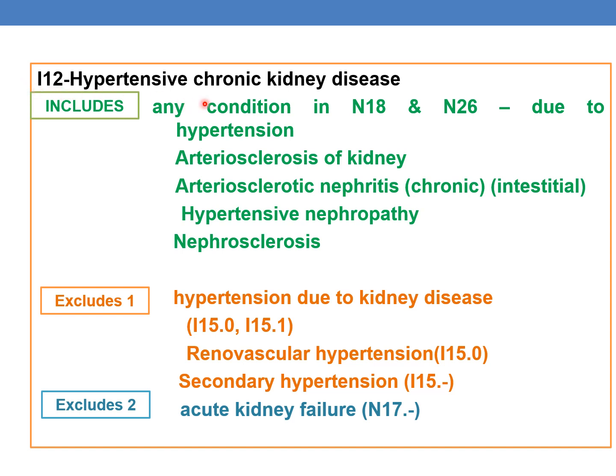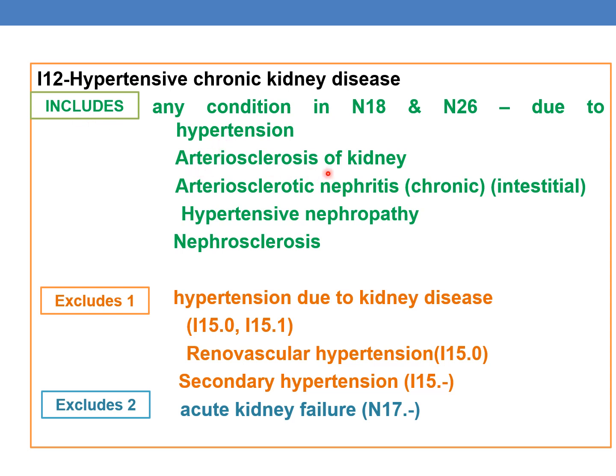Now, if you see the I12 code under the tabular list, I12 is nothing but hypertensive chronic kidney disease. Under this, you can find the includes note: any condition in N18 and N26. That is why in the previous slide I discussed N26. Not only chronic kidney disease, but conditions classified under N26. Any condition in N18 and N26 due to hypertension is included in the I12 series. You can find this in the tabular list.